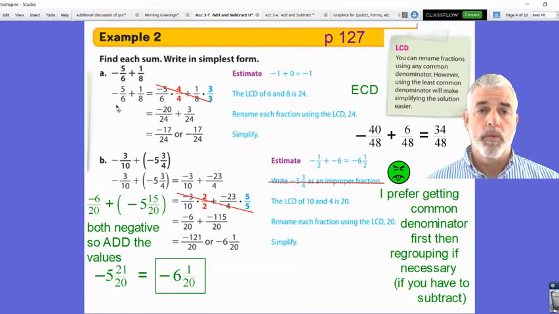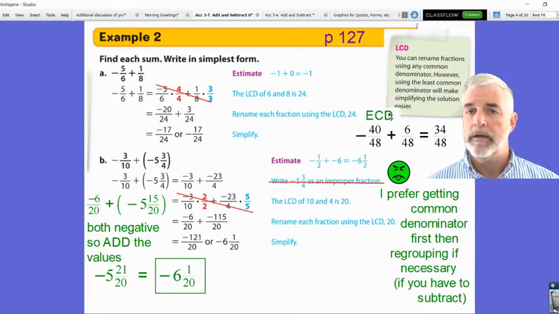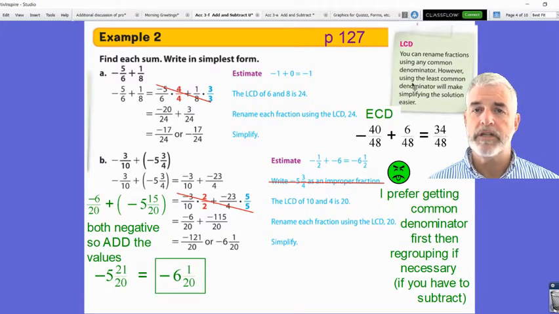And common denominator. So for sixths and eighths, the common denominator is 24. Again, you could use 48, the easiest common denominator over here. Okay, you could do that, but the numbers are easier, and the simplification is easier if you use the lowest multiple of 6 and 8, which is 24.